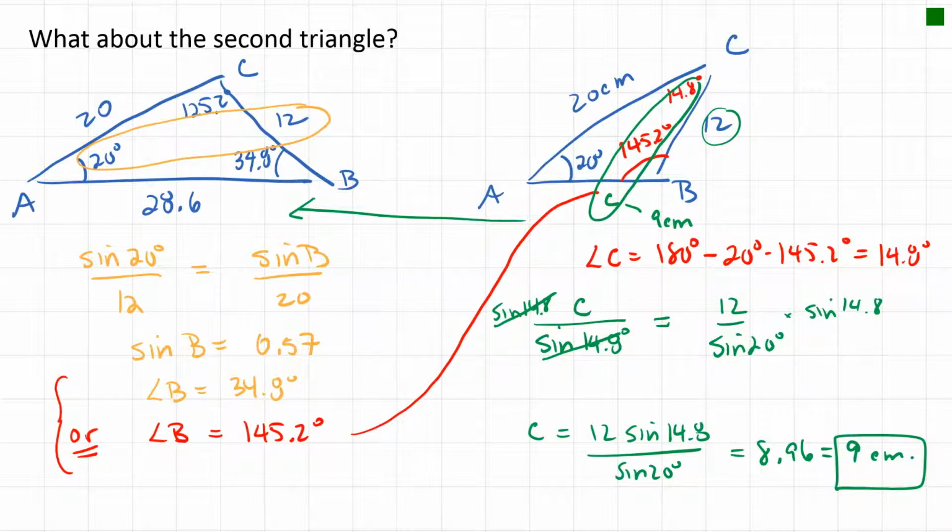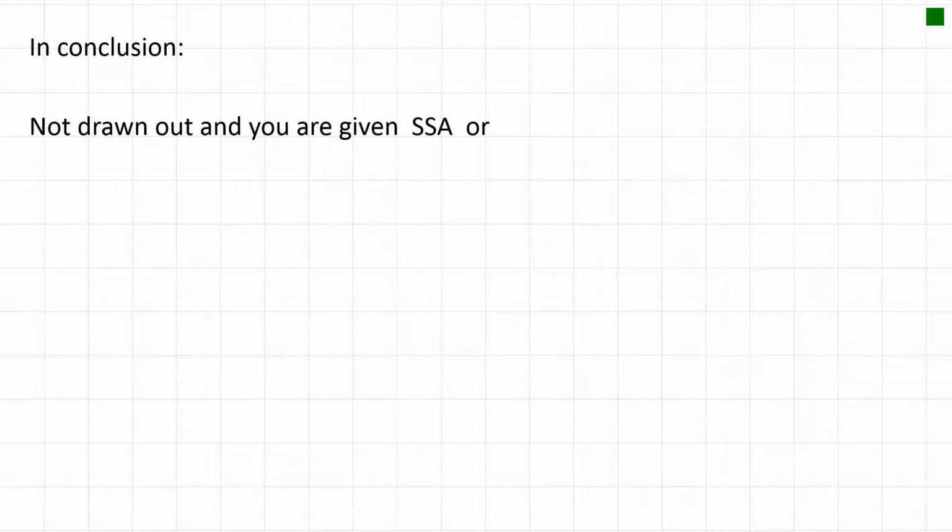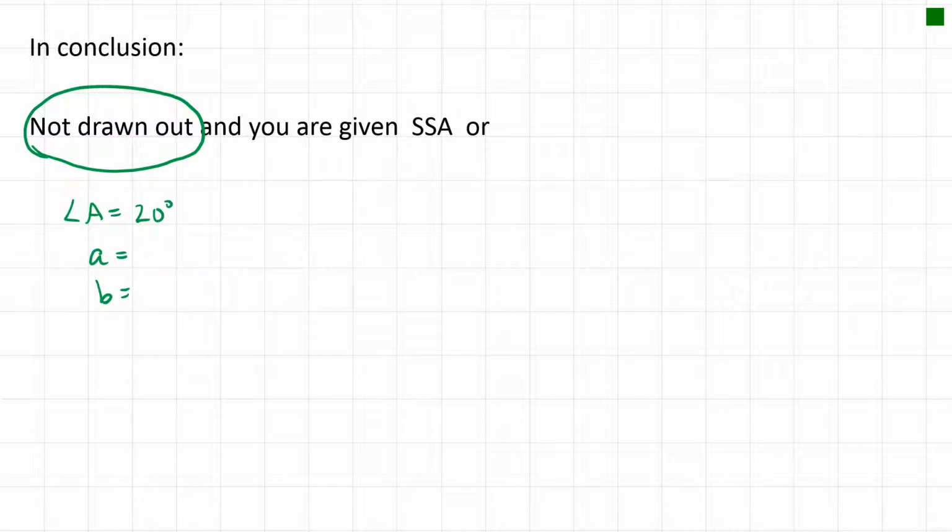This is called the ambiguous case of the sine law because you've got two options for a single set of starting information. So just to be clear, when is there a possibility of getting two triangles? First of all, when the triangle is not drawn out for you. In other words, when you have a list of values that you are given. So if you actually have to draw out the triangle yourself, there's a possibility that there might be more than one option.